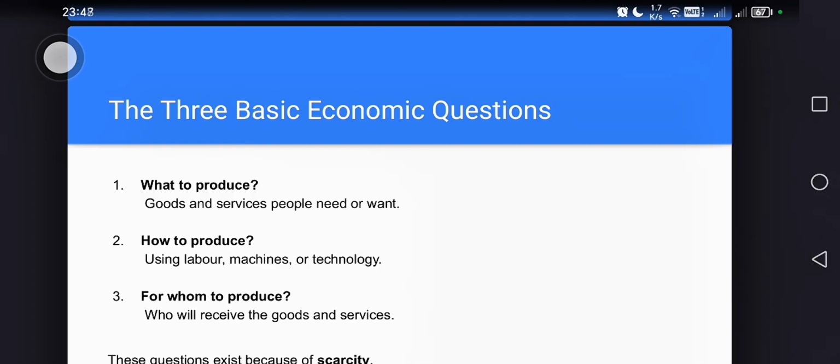activities. And when it comes to how to produce, they also need to consider the amount of labor needed to produce those goods or services, if it's healthcare or education or infrastructural development, and the type of machines that they need to use and the technology, which is research and development. And then they also need to consider for whom to produce, who is going to consume the goods and services that the government or the private sector is producing.